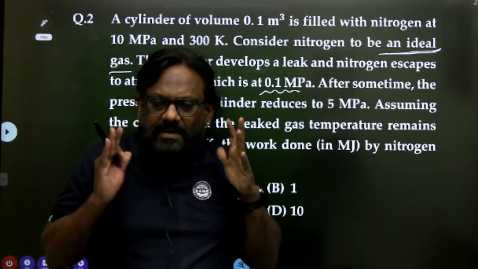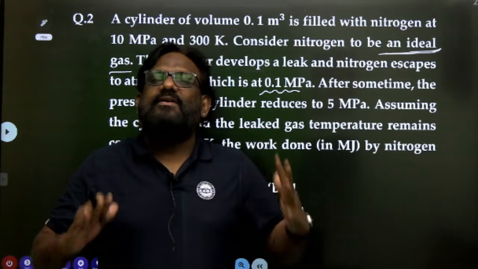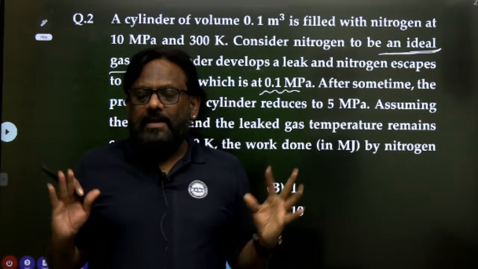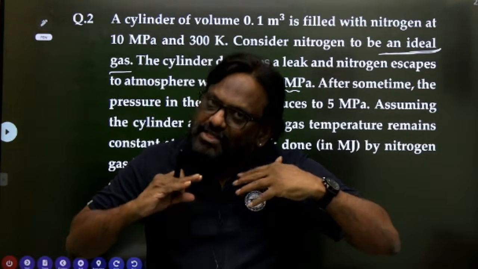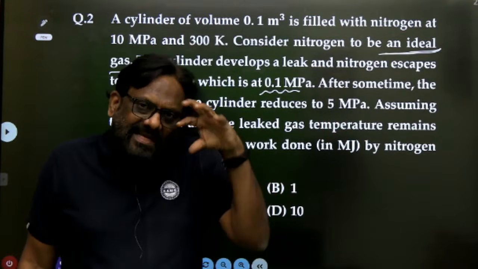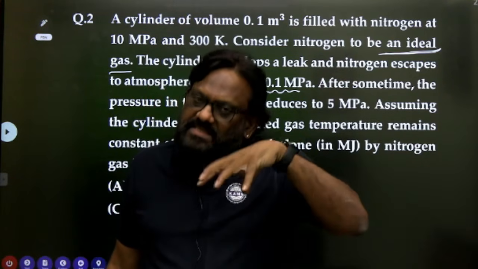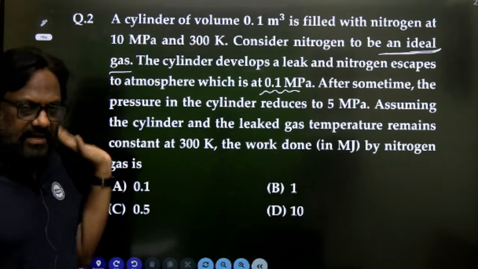Means there is a container, tank. Of course, whenever he says tank, it is a rigid tank. The volume of the tank remains constant. ये याद रख लेना. Now, in the tank, there is nitrogen gas, which we are supposed to take as an ideal gas. वो बोला भी है यहाँ पे. So, 10 megapascal is the pressure of the gas and the temperature is 300 Kelvin.